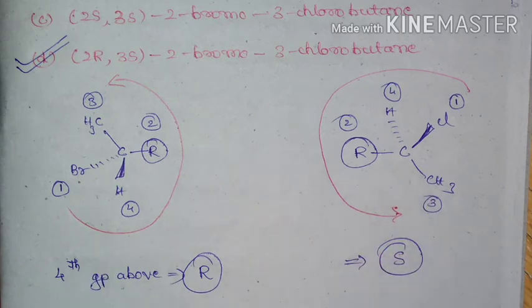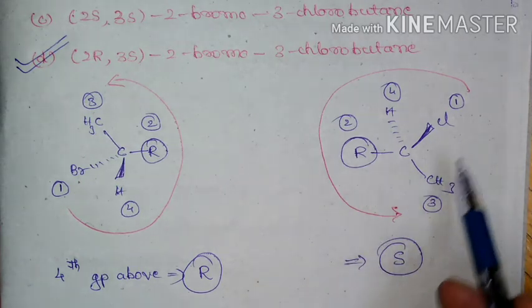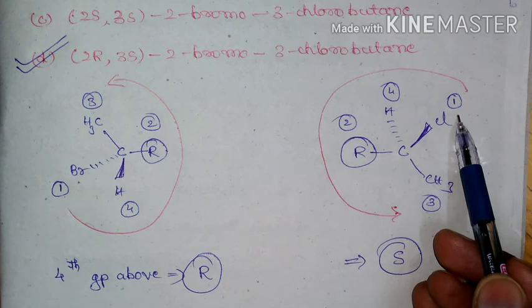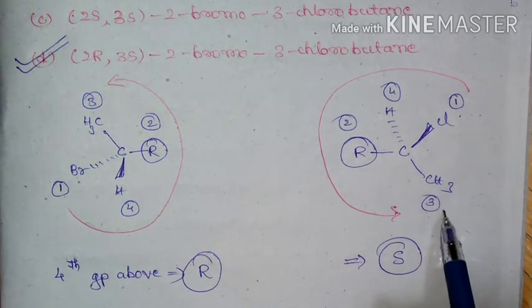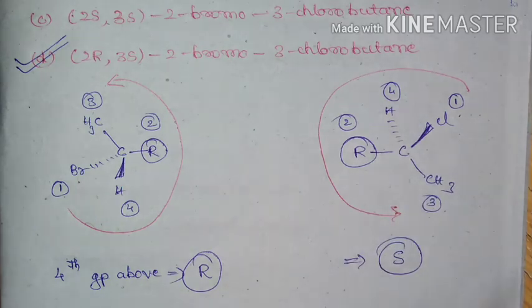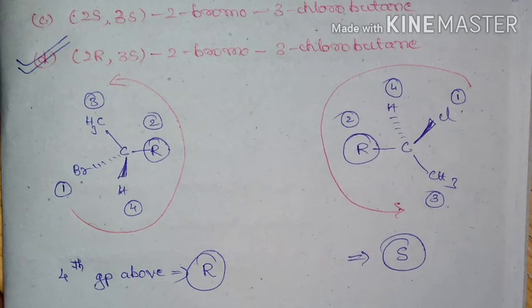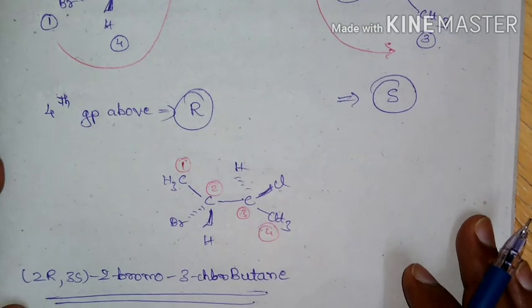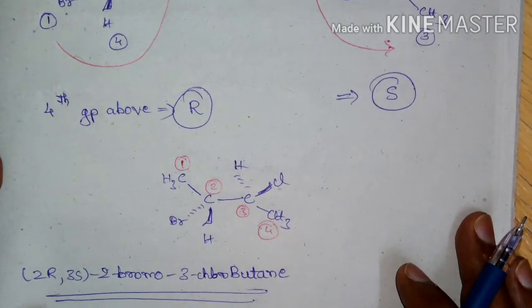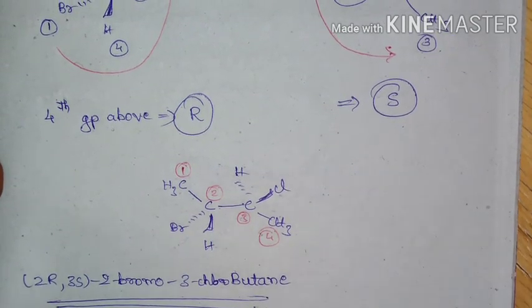Similarly, for the third carbon atom, here also the first priority goes to the halogen, the rest of the molecule takes second, methyl group third, and the fourth group is hydrogen. This is also anti-clockwise rotation, and for this we are going to represent it as S configuration. With this, the correct IUPAC name will be (2R,3S)-2-bromo-3-chlorobutane.